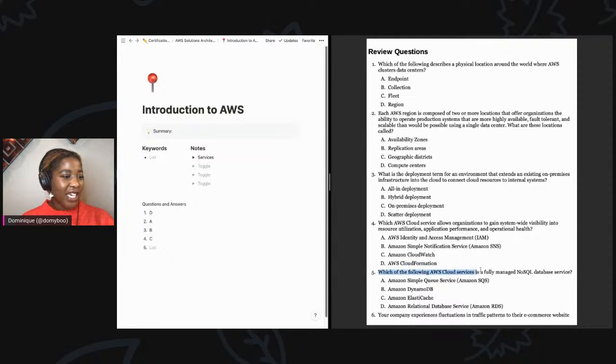Which of the following cloud services is a fully managed NoSQL database service? You have SQS, DynamoDB, ElastiCache, or Relational Database Service. If I'm not mistaken... dang, now I already forgot DynamoDB. So it's definitely between B and D, and I'm kind of leaning towards B because relational database is different. So I'm gonna go with B, but it's B or D.